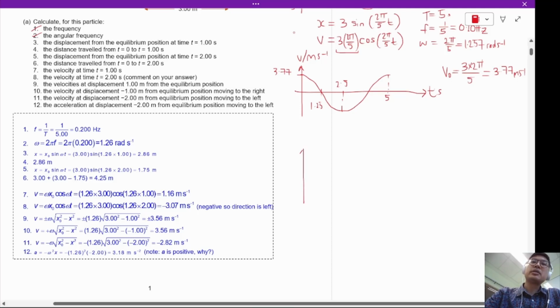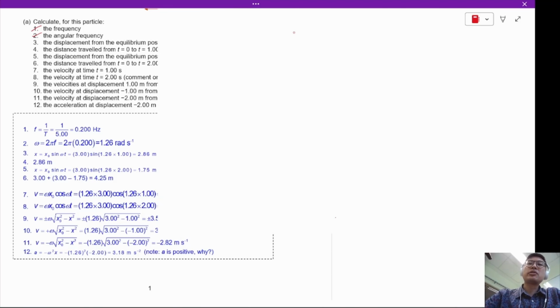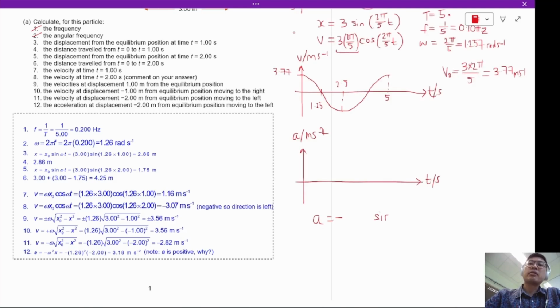The next thing we can do is to get the acceleration-time graph. The acceleration-time graph is just a differentiation of the velocity-time graph. Now the velocity is 3 times 2π over 5 cos(2π over 5 t). We get the acceleration by differentiating that. The cosine will differentiate into a negative sine, with everything inside remaining the same, and the 2π over 5 will go outside. So we get minus 3 multiplied by (2π over 5) squared.